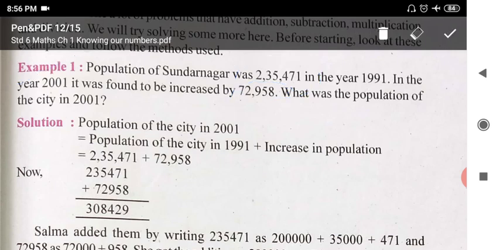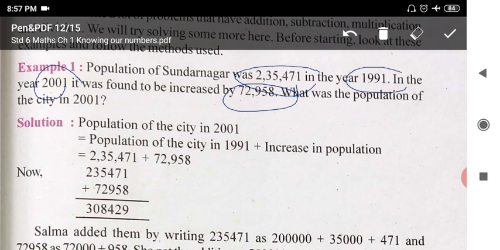In 1991 it is about 2,35,471. Now in 2001 it was found to be increased. It was increased some, and the increased number is 72,958. Okay, this was not population, this is the increased number. So what was the population of the city in 2001? So in 2001 what was the population that we have to find?